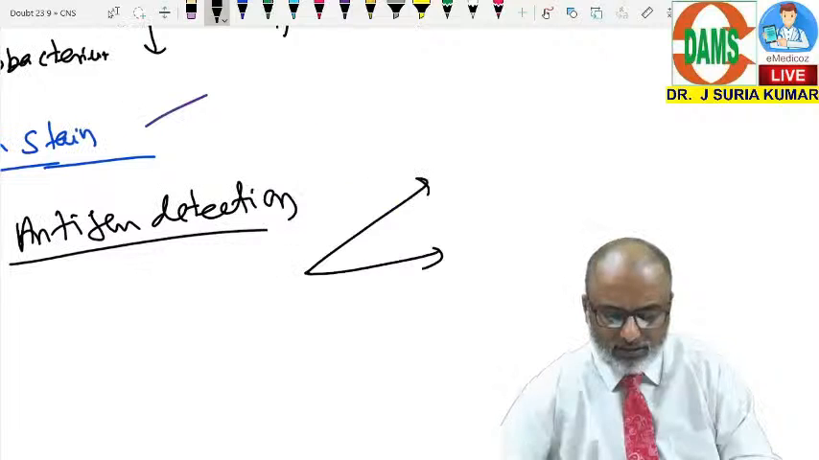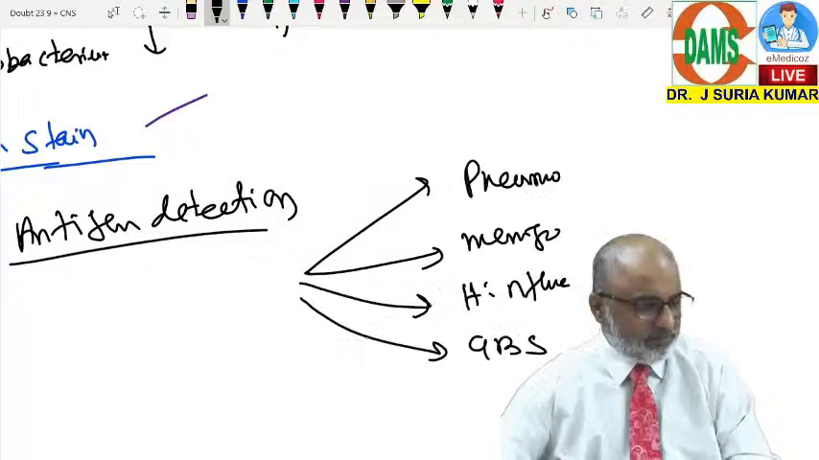They are pneumococci, meningococci, Haemophilus influenzae, Group B streptococcus, Klebsiella pneumoniae, and Cryptococcus.